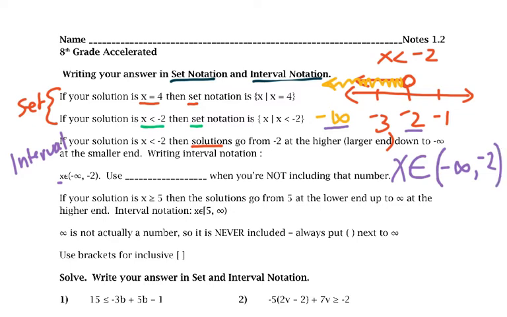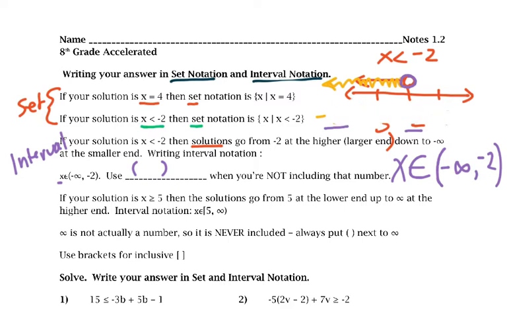And you are going to use parentheses when you're not including the number. So notice how we had an open dot right there? That means that negative 2 is not a solution. So I'm not including negative 2. That's why I'm going to use a parenthesis, and we'll talk about what to do if there's a colored in dot.